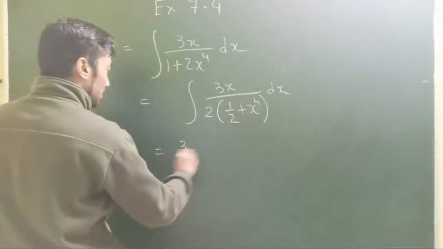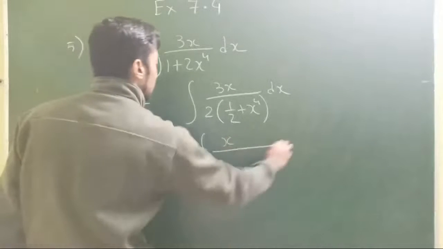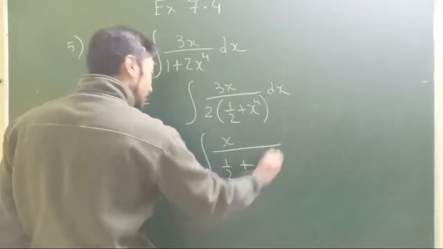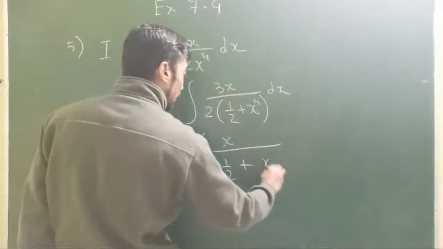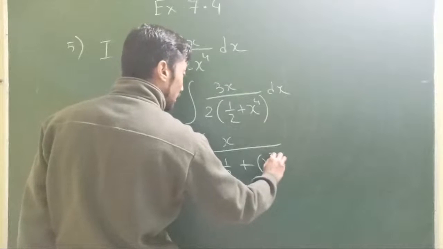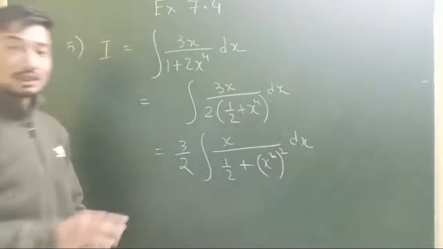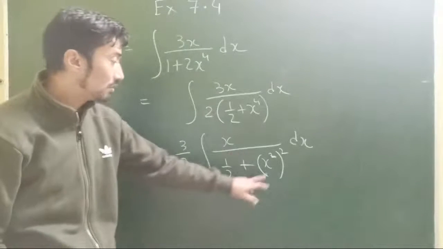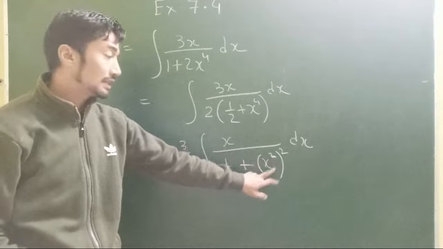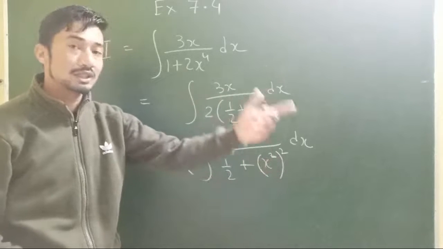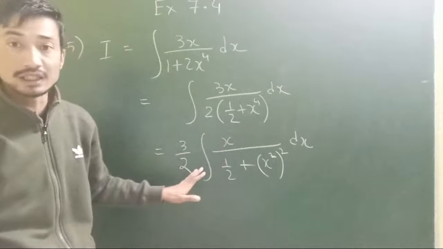So that will be 3 by 2. I'm taking this constant outside. 3 by 2, x by 1 by 2 plus x power 4. Here now I will make a small arrangement. That is x power 4, I will write x square whole square. No problem. Because x square I will substitute. Now if you substitute x square as t, what is its derivative? 2x. We have x here. So that is also taken care of.